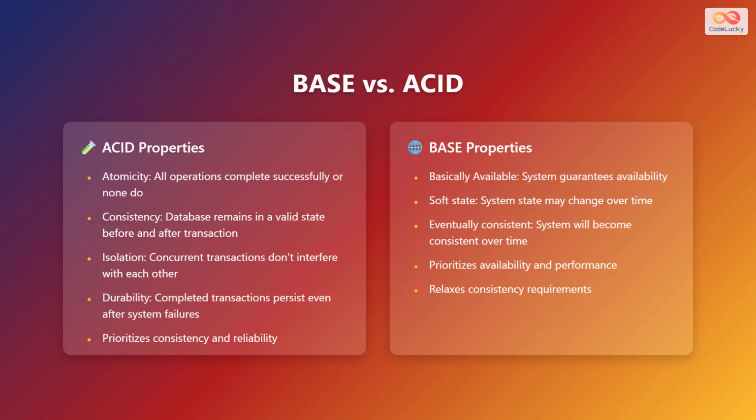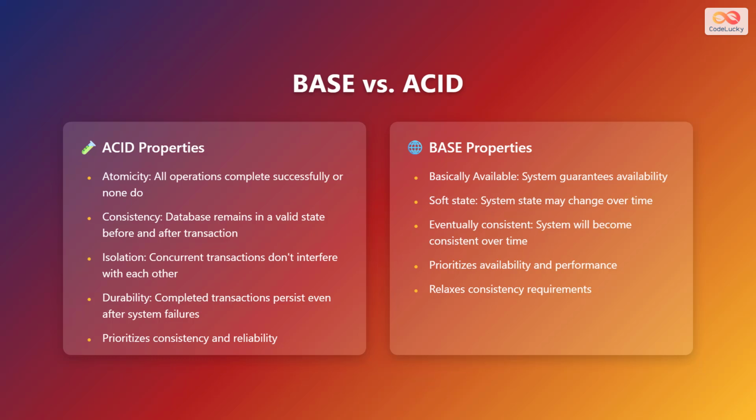Let's compare BASE with ACID properties, which are commonly used in traditional databases. ACID stands for atomicity, consistency, isolation, and durability. Atomicity ensures that all operations within a transaction either complete successfully or none of them do. Consistency ensures that the database remains in a valid state before and after the transaction. Isolation ensures that concurrent transactions do not interfere with each other. Durability ensures that completed transactions persist even after system failures. ACID prioritizes consistency and reliability.